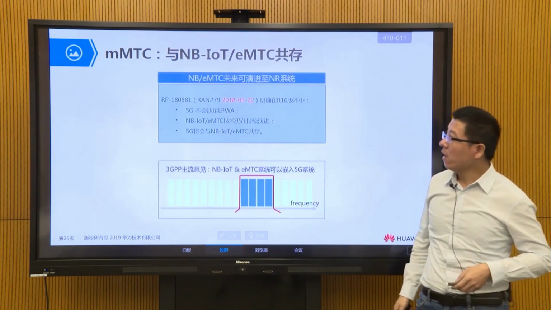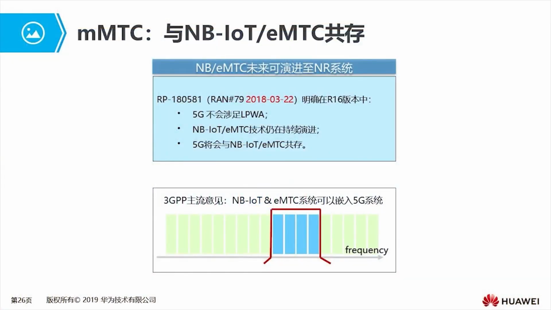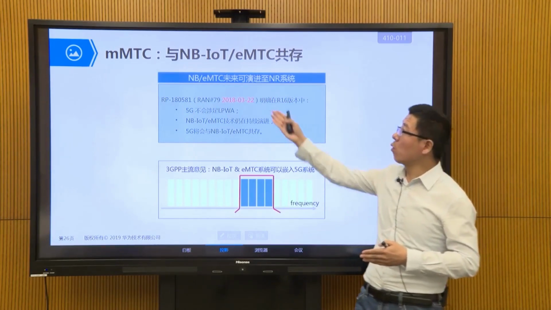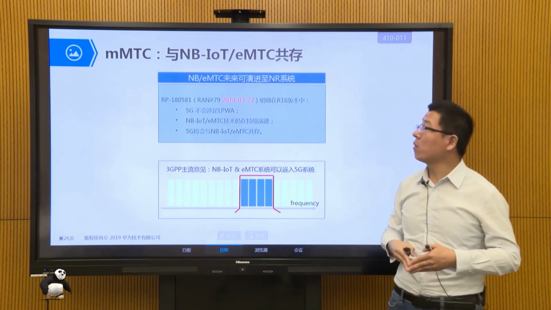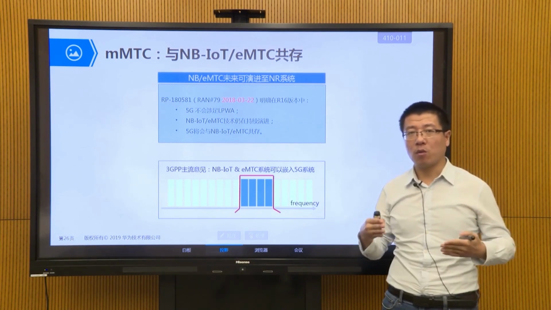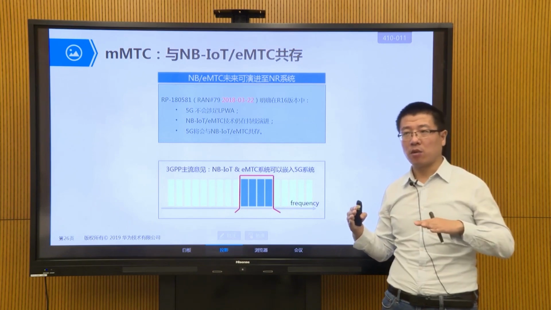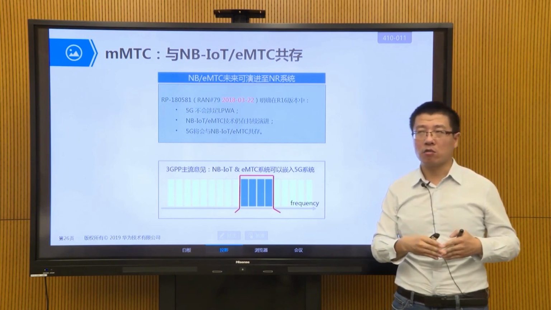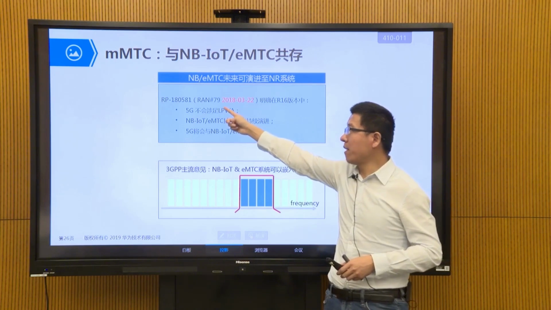mMTC is also what we just mentioned, because it has to consider coexisting with the existing NB-IoT network and eMTC network. We know that many cities in our country have already opened the NB-IoT network. Some cities have also opened eMTC, but telecom operators have already invested a lot of money in this part. If we now directly implement the new mMTC standard, the operators' early investment in NB-IoT and eMTC may suffer certain losses.